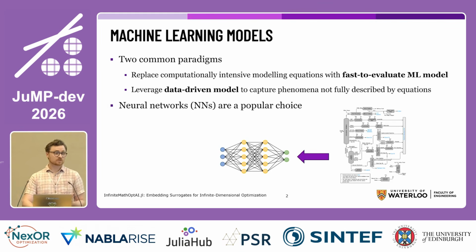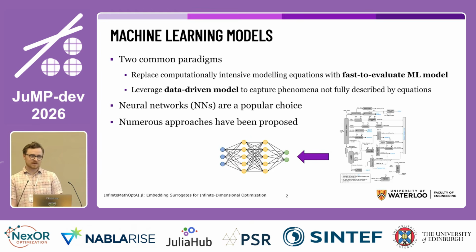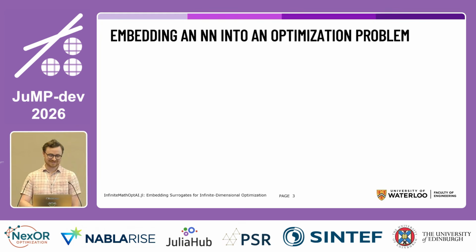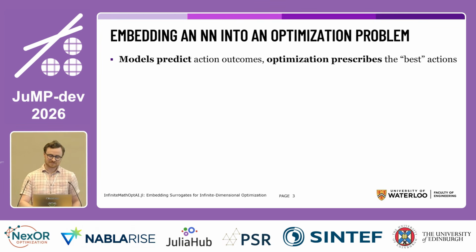Within this, of course, neural networks are a popular choice. They have this universal approximation theory, and many approaches have been proposed. I can't even hope to enumerate them all. I'm sure at the upcoming SIAM conference there are probably going to be hundreds of talks related to this idea. So go there.